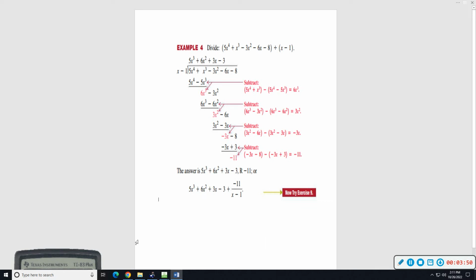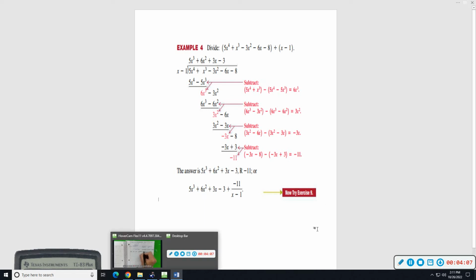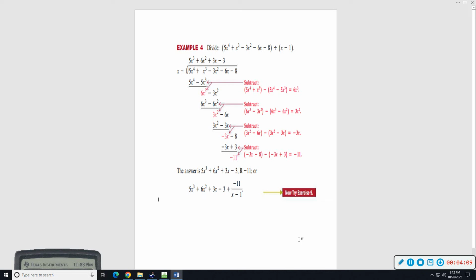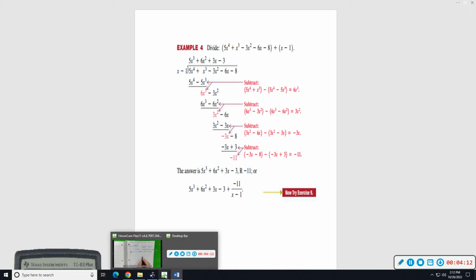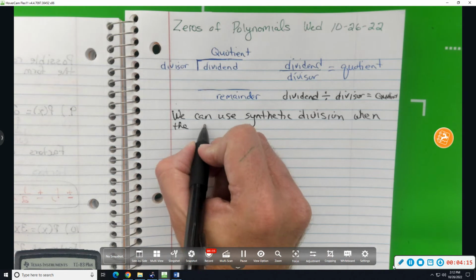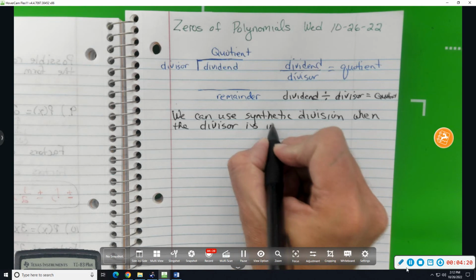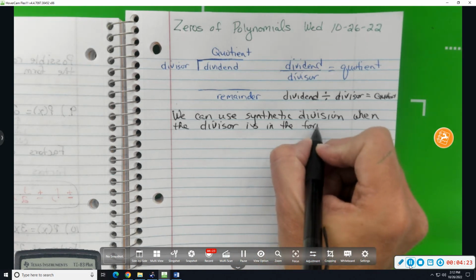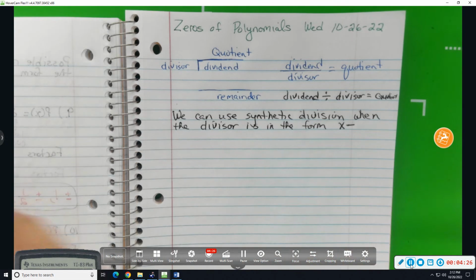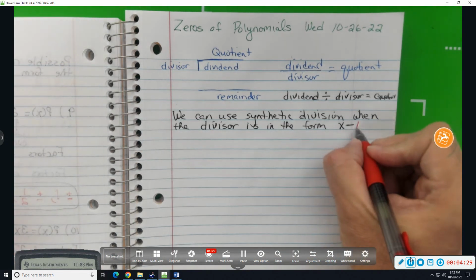But we're not going to be doing long division. We can use something called synthetic division. You can use synthetic division when the divisor is in the form x minus k.